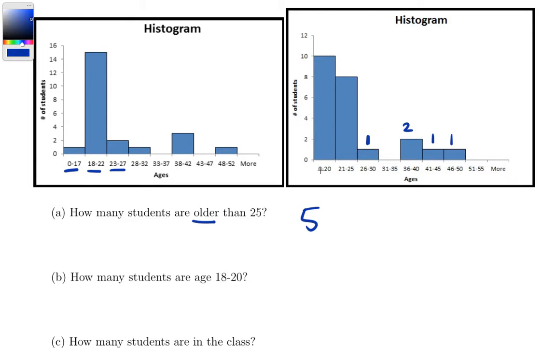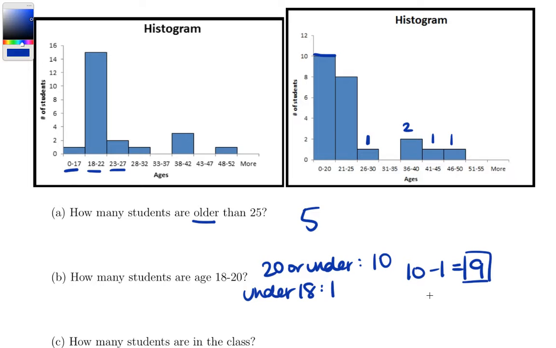Well, the right-hand graph tells us that there are 10 students that are 20 or under. So let's rewrite that. 20 or under is 10 students. And the graph on the left tells us how many of those are under 18. There's 1 student under 18. So of those 10 students that are 20 at the oldest, only 1 of them is under 18. So the rest of them, those 9, must be 18, 19, or 20.